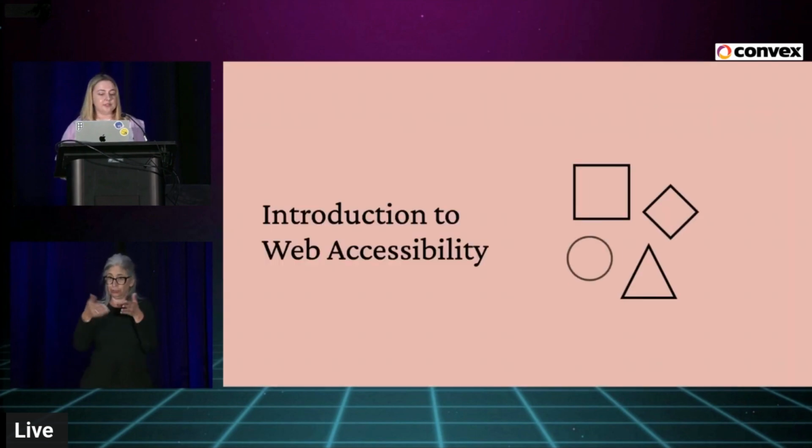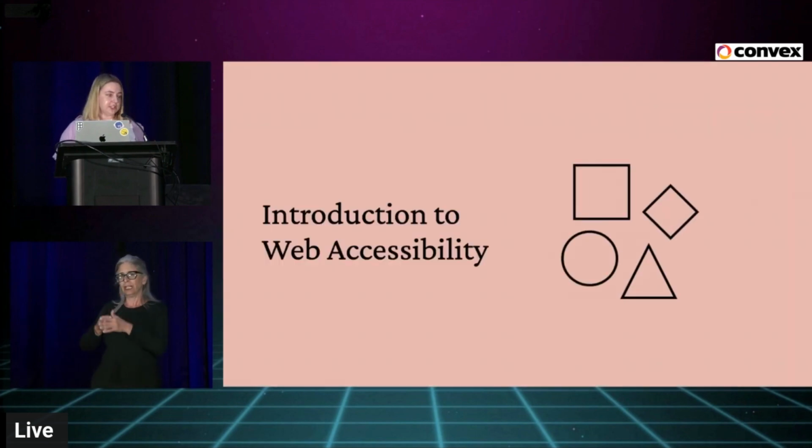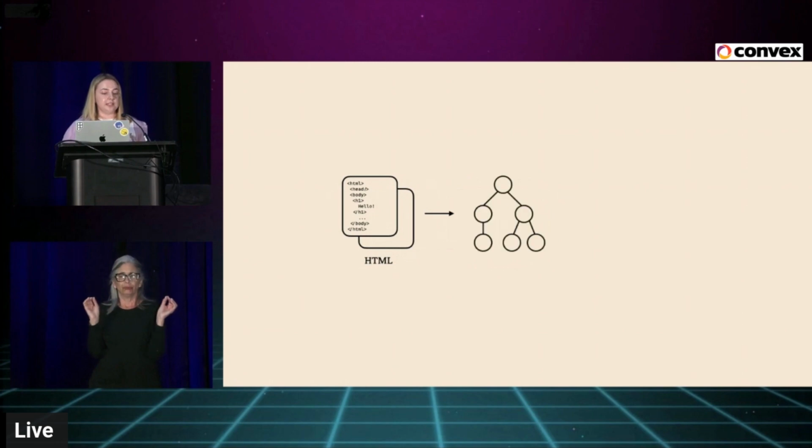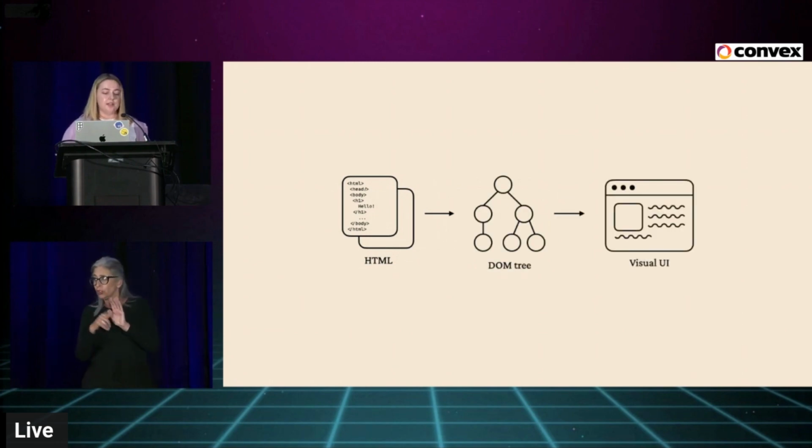And I want to start by going through some of the foundations of web accessibility. So on the web, everything starts with HTML. It describes our page structure and its contents. But on its own, HTML is just a long piece of text. It doesn't do anything. So in order to display something, the browser needs to parse it. So it transforms it into a DOM tree, which then gets rendered into the visual UI that you can see and interact with. However, it doesn't end there.